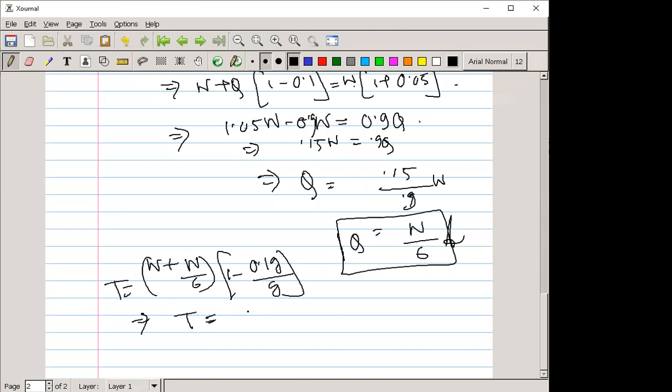So tension is 0.9, 0.9, 7W by 6. So this will give us 6.3 W by 6, or in terms of how much it is? 6.3 divided by 6, how much is it? 1.05 of W. This is the other answer.